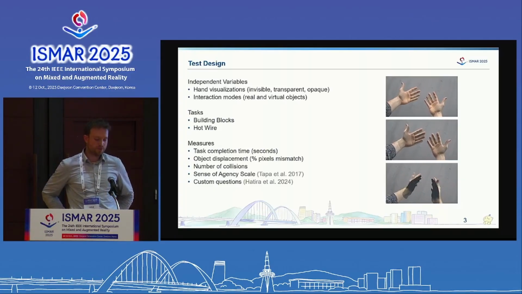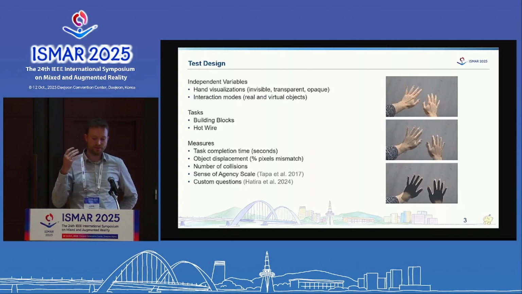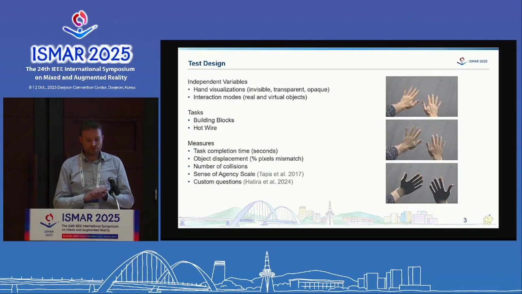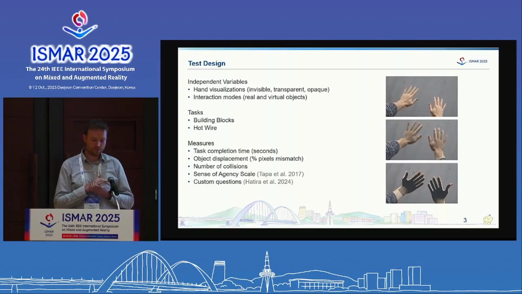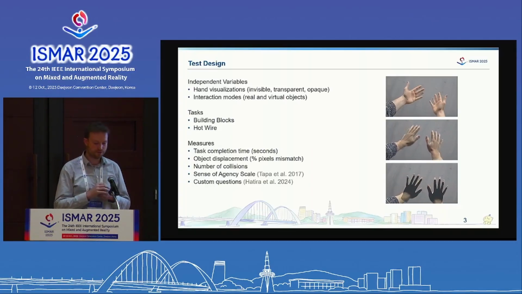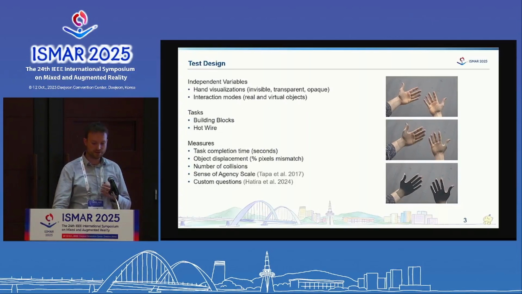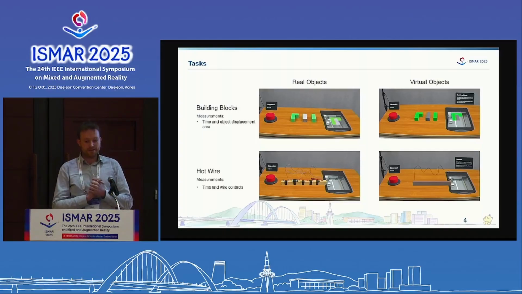And we used two different interaction modes, real and virtual objects, because we are in video pass-through augmented reality. We also used two different tasks, a building block task and a hotwire task. I will come to this in a moment. And we measured the task completion time, object displacement, number of collisions, then the sense of agency scale, and some custom questions.